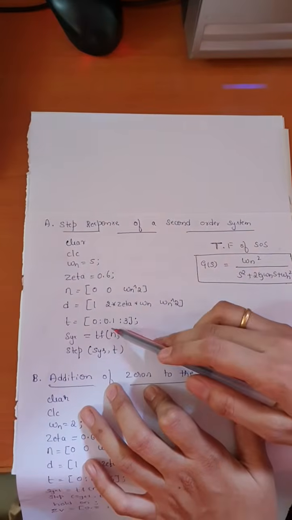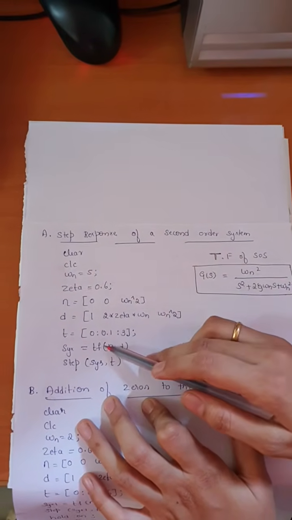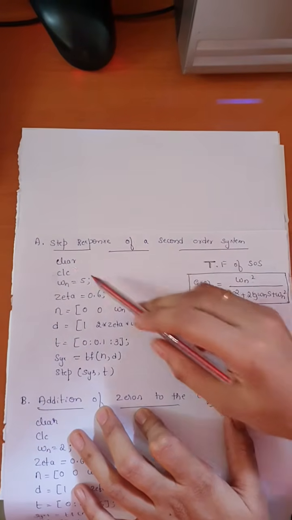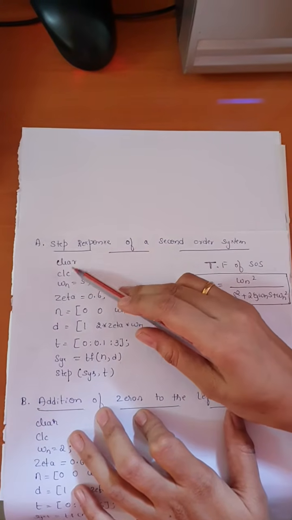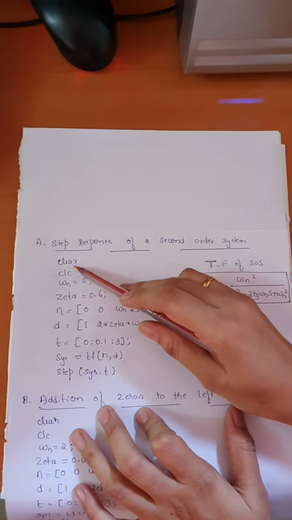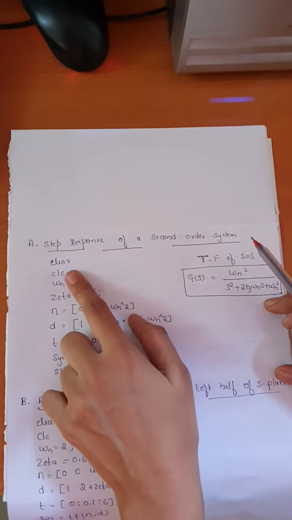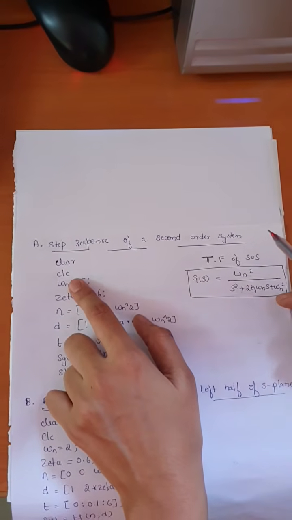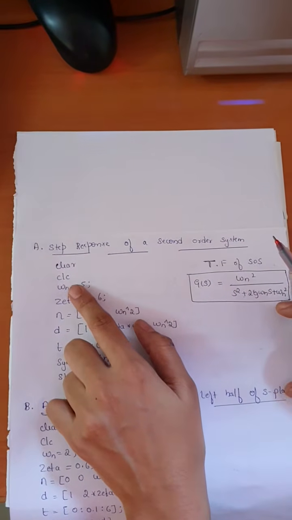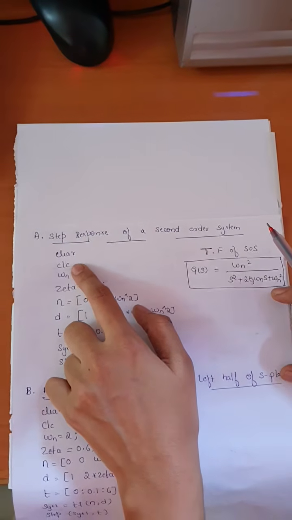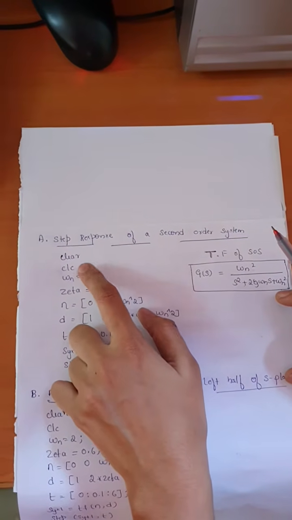So this is the equation, and this is the program for finding the step response of a second order system. Firstly, clear and clc. These are two common commands that we use in MATLAB. Clear and clc are basically used to erase the data in the command window and current directory.